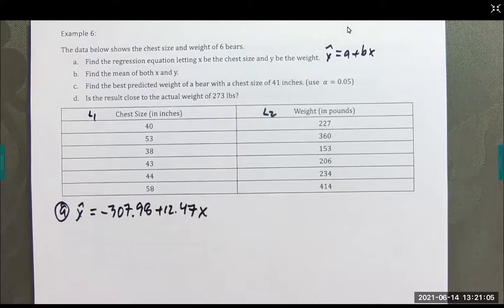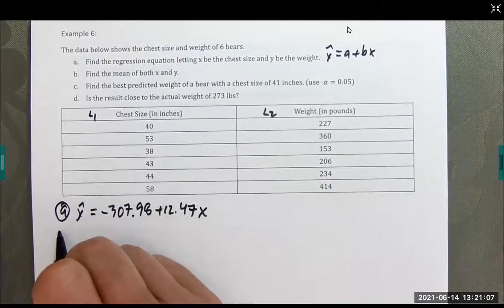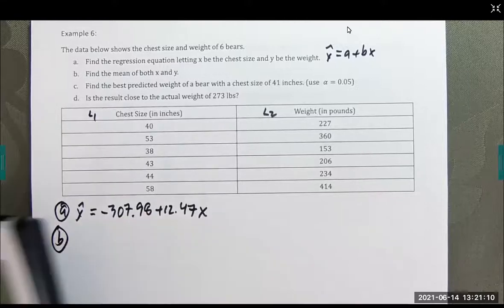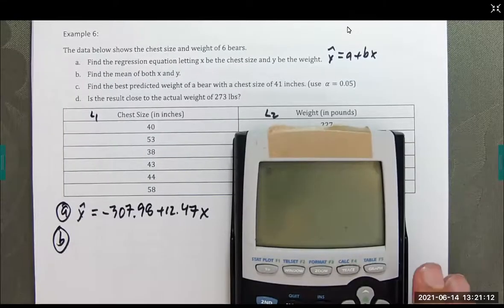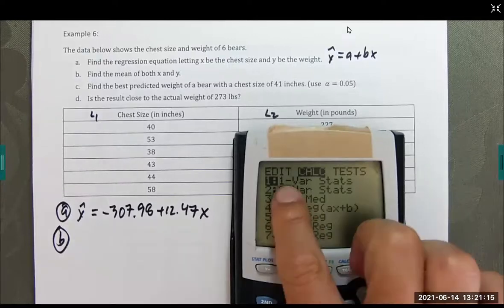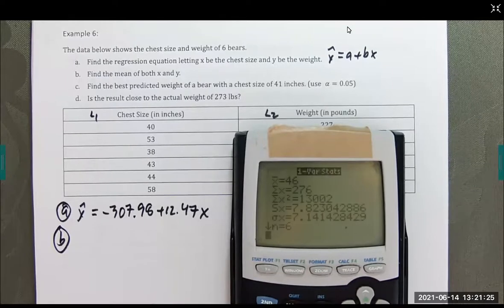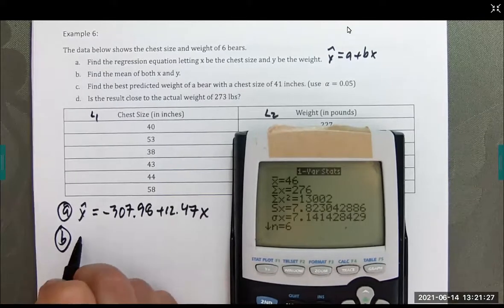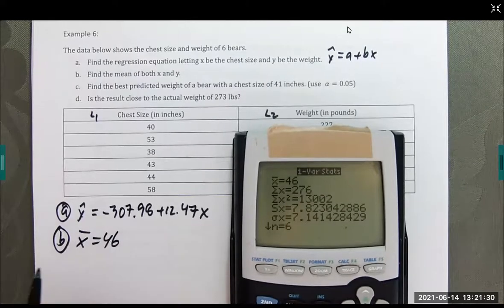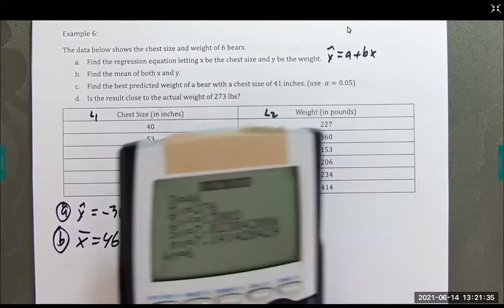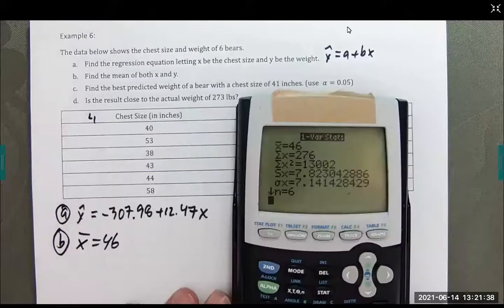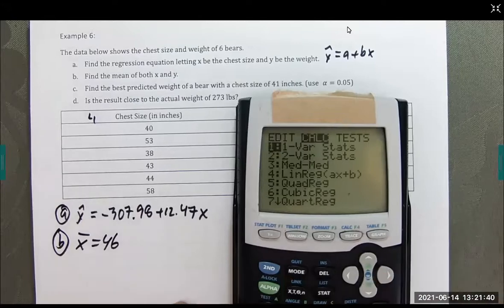Part B. Find the mean of both x and y. Well, if you remember, the way you do that is we go to stat and calculate, and we do one var stats. Now I'm going to do L1 first. That's going to be x bar. There's x bar, 46. Now I'm going to run the same thing, but on list 2 for the y values. So stat, calculate, one var stats, and that's going to be L2 now.